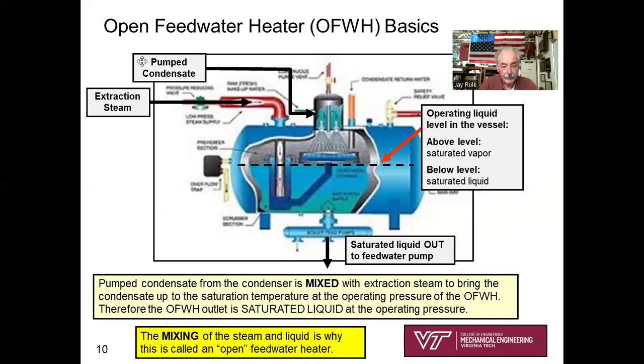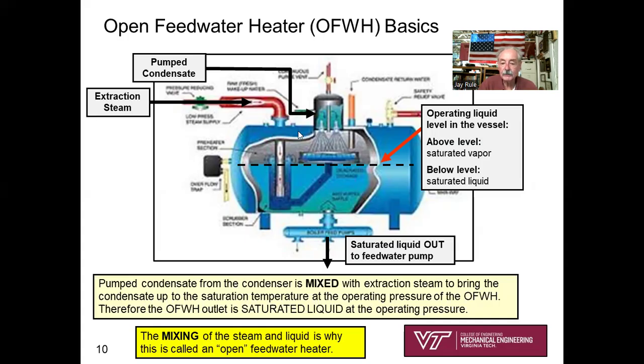It takes in pumped condensate from the condenser. So you've got a pump underneath the condenser, and it's pumping water into this vessel. At the same time, you're taking extraction steam from the steam turbine. So you're pulling away some mass flow, a fraction of the mass flow leaving the first section of a steam turbine, and you're mixing those two streams together. And that's why it's called an open feed water heater, OFWH. That means that these two streams are mixing together, okay?